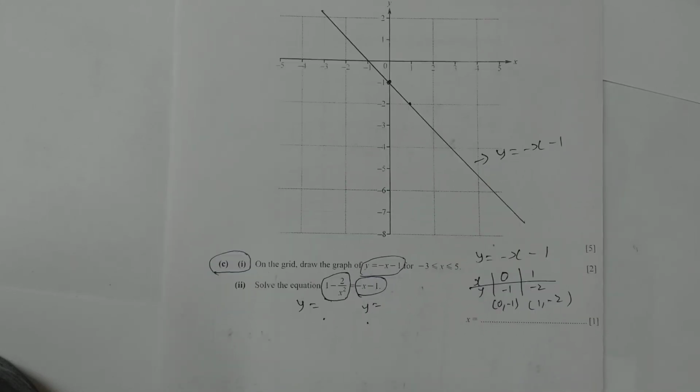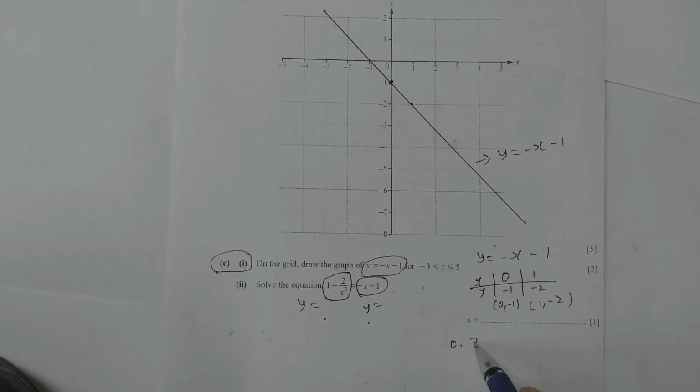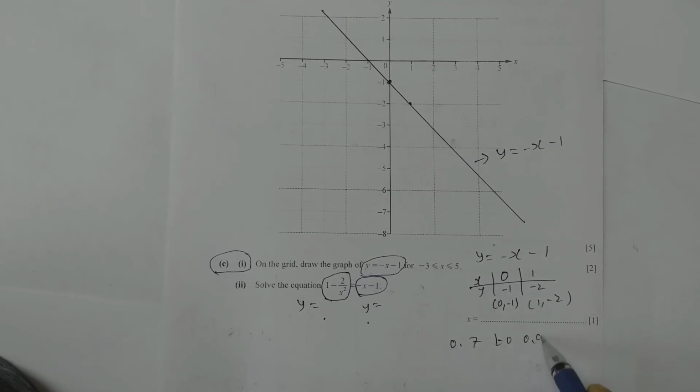Did you understand? So the x value you should get between 0.7 to 0.95. You draw the graph and see where that graph and this line meet.